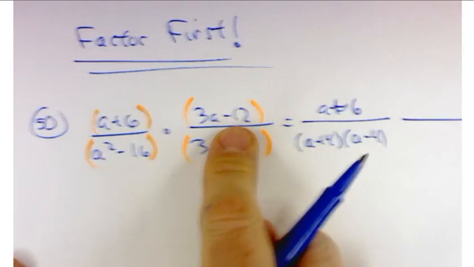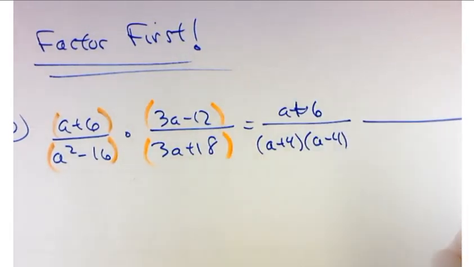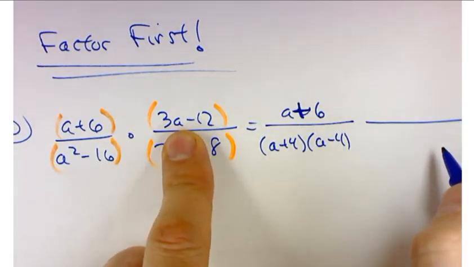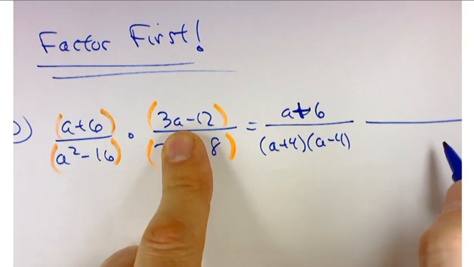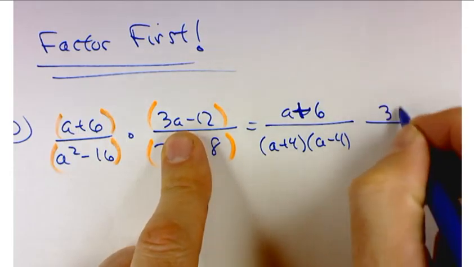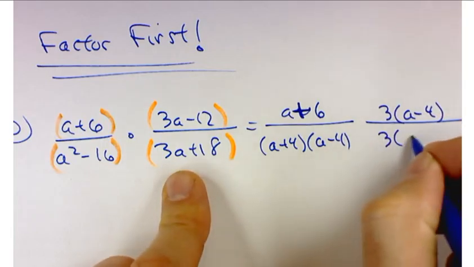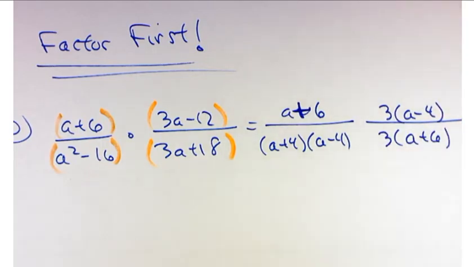And then the numerator over here, I should be able to get some factorization as well. What can I factor out of this one? 3. 3 times a minus 4. And likewise, 3 times a plus 6. Wow. All right. I think we're set up for a lot of fun here. Let's see what we can do.